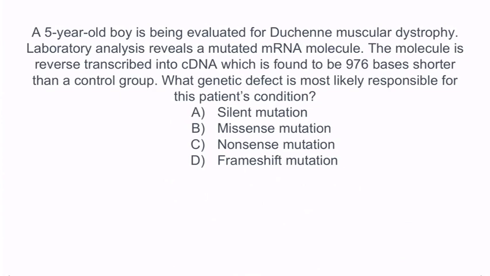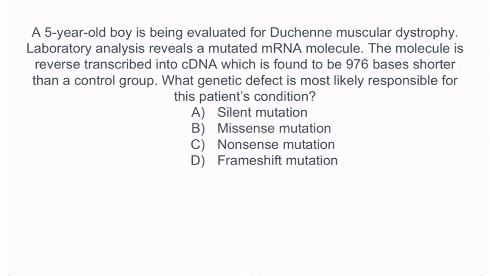Okay, let's do a question. A 5-year-old boy is being evaluated for Duchenne muscular dystrophy. Laboratory analysis reveals a mutated mRNA molecule. The molecule is reverse transcribed into cDNA, which is found to be 976 bases shorter than a control group. What genetic defect is most likely responsible for this patient's condition?